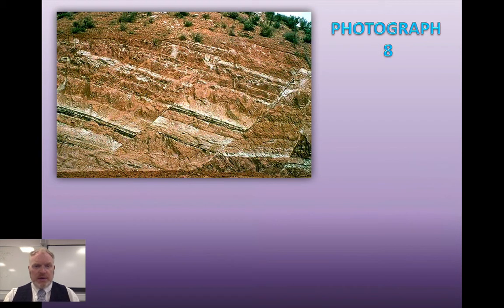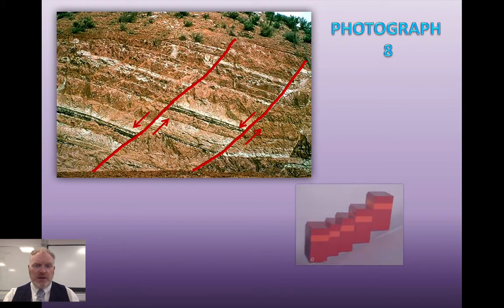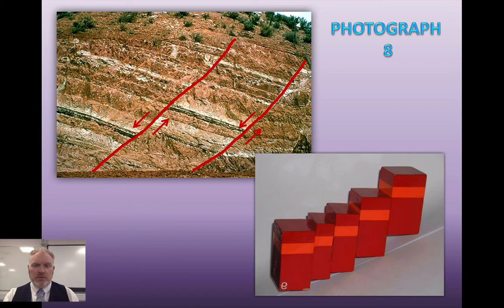Photograph 8, number of faults in this cliff face. We have one there, one there. Put some movement arrows on these. Again, we see the down throw sides are the hanging wall. So these are normal faults. And there's a whole series of them in line. This is a feature we call step faulting, because the beds, if you like, step down with each fault. This is a product of crustal tension.